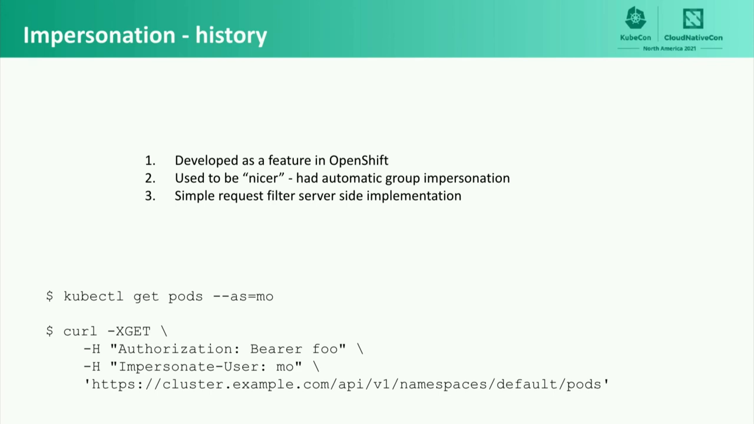It's built with a pretty simple server-side implementation where the incoming request is processed. When the client sends these headers, the API server is effectively saying, all right, you're authenticated as Margo, but you're trying to impersonate Mo. I'm going to do some extra authorization checks to assert that Margo is allowed to do this action. And if so, I'm going to basically overwrite the user information on the request. And the rest of the request will run as if Mo had run the command himself. Right? And most critically and importantly for us, impersonation has no configuration options, and it's always enabled in every environment.